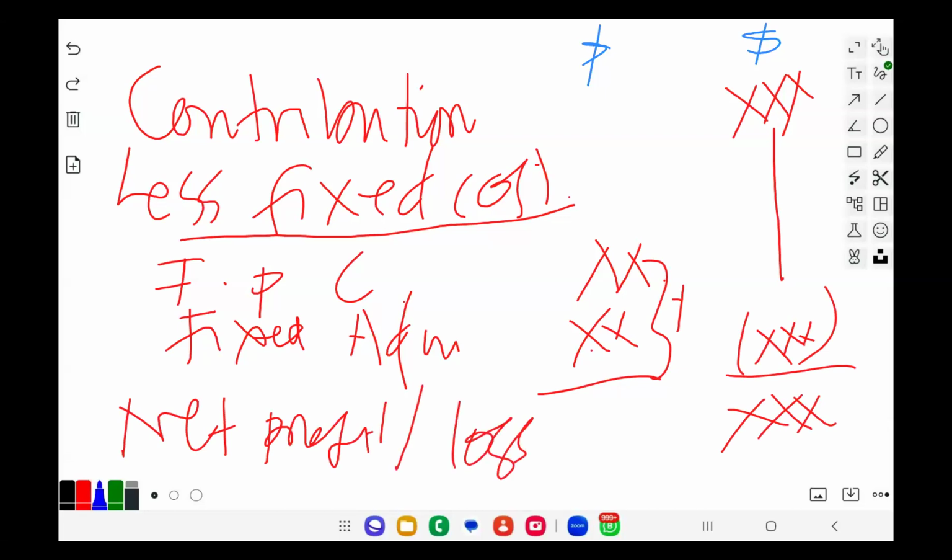Is that clear? This will be your net profit or net loss. Do we have a question? Is there any question? Any question? No question.